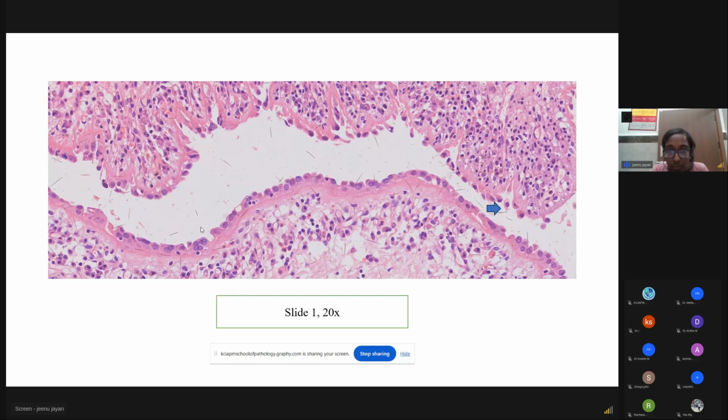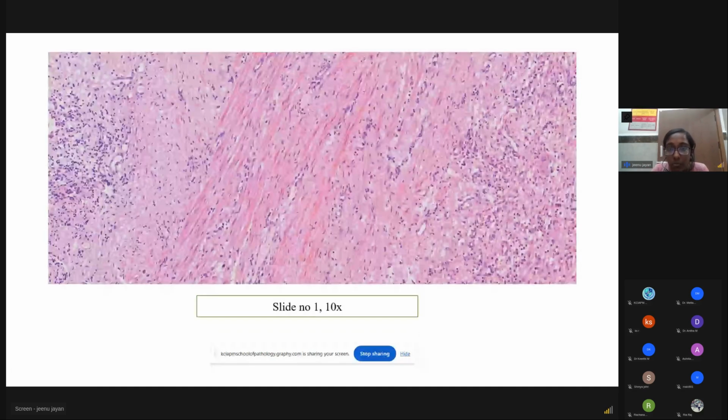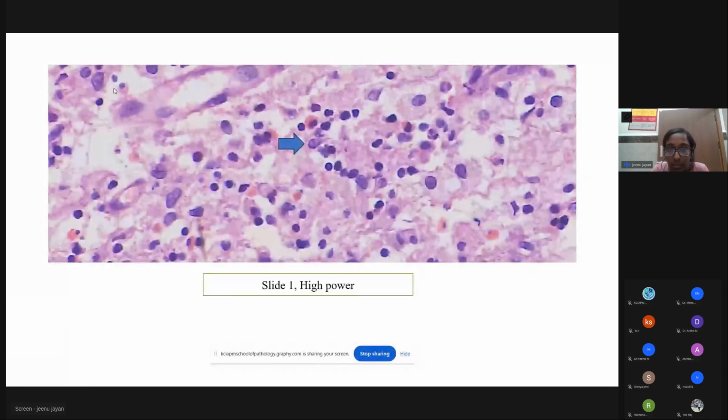On further increase in power, again the cuboidal epithelium is noted. Along with that, the subepithelium shows many capillary-sized proliferating blood vessels and inflammatory infiltrates comprising lymphocytes, plasma cells, and eosinophils. This is another focus of slide number 1 in 10x showing muscle bundles with areas of fibrosis and inflammation. On further increase in power, a concentrically lamellated intracytoplasmic basophilic inclusion is noted, probably suggestive of Michaelis-Gutmann bodies.